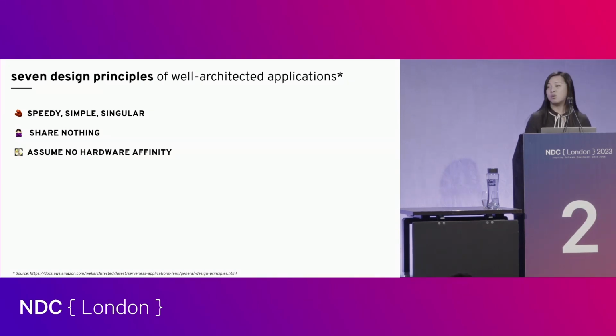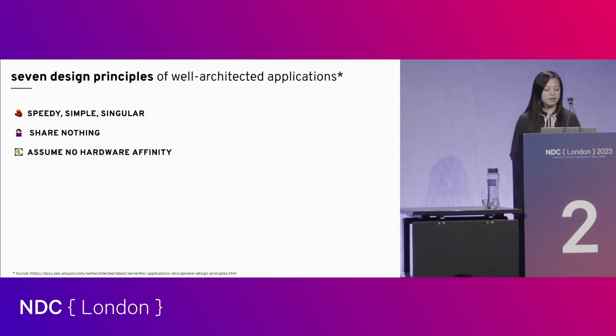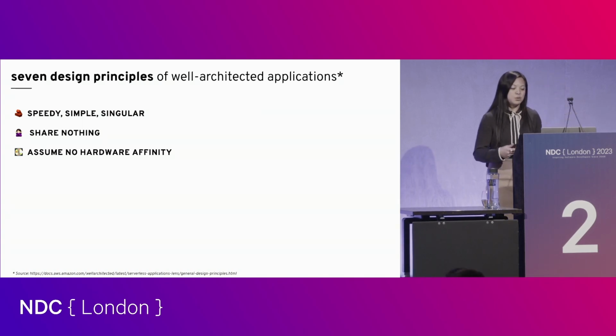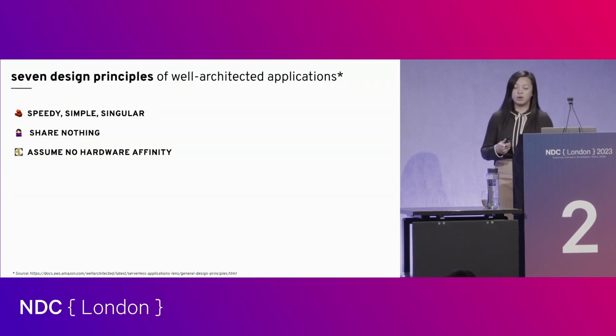Third, you assume no hardware affinity. At this point, especially with the serverless lens, there's a reason why you chose serverless, right? You don't care about what hardware you're using. So that naturally follows that when you're building applications, you don't want to build them in a way that depends on the hardware. You chose not to deal with hardware, so try not to use code or dependencies that are hardware agnostic.